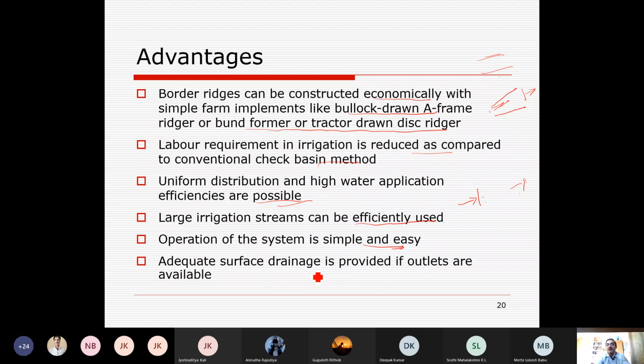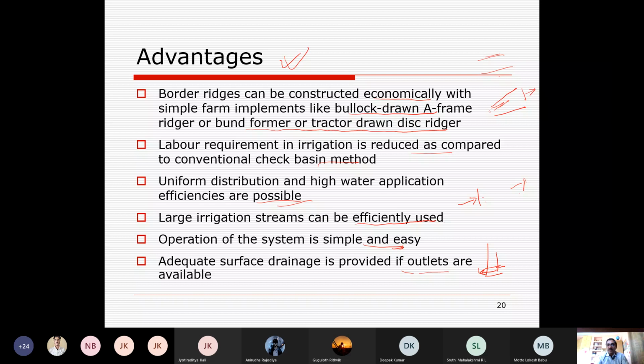And adequate surface drainage is provided if outlets are available at the bottom of the field, so that any excess amount of water which is creating problem to the crop can be drained out. So these are the advantages of border irrigation method.